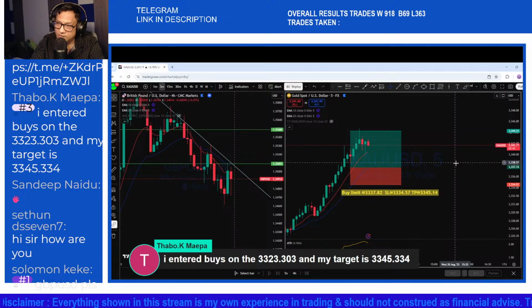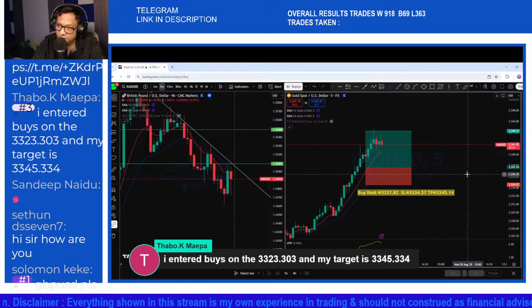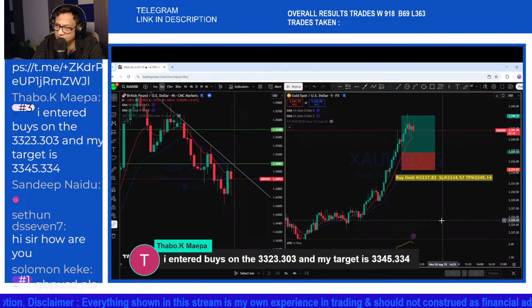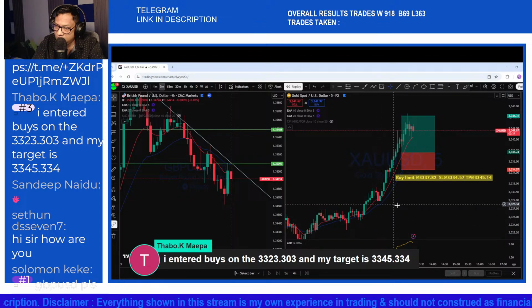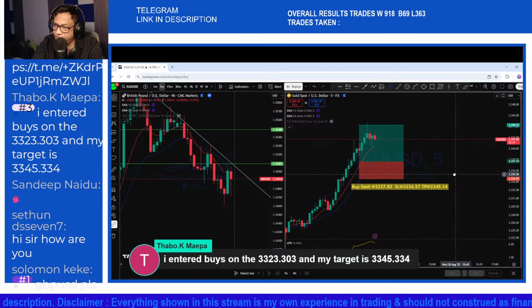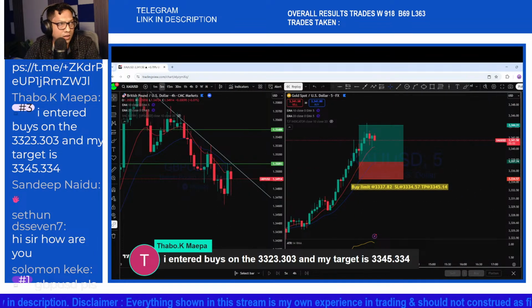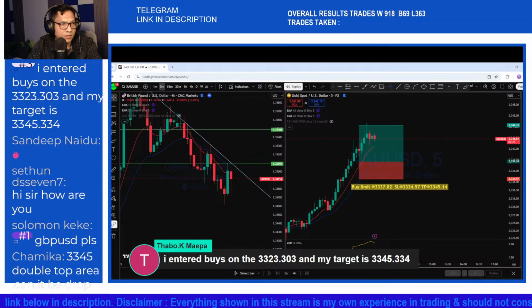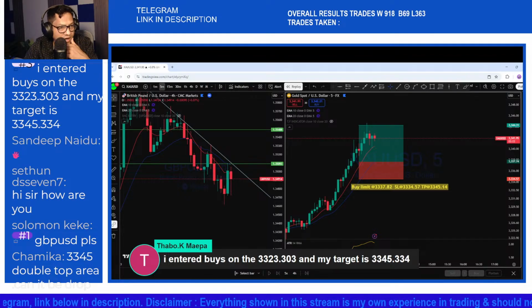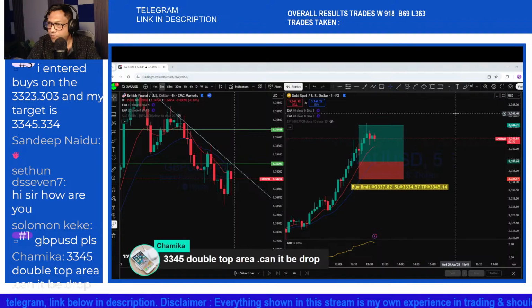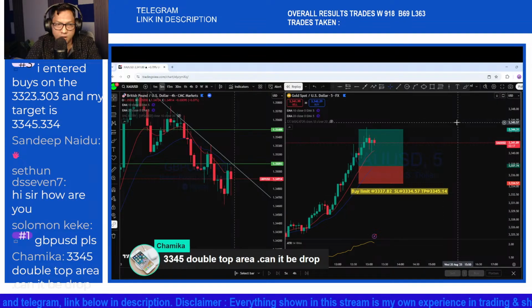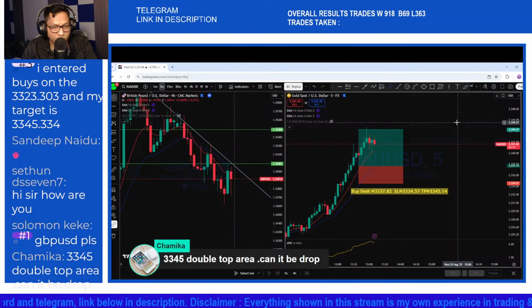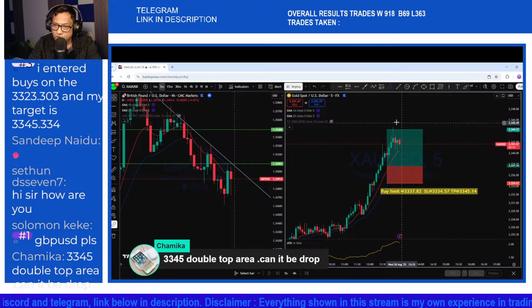I still could see that the market is breaking from that structure here. We have seen the breakup structure here in the past. 3345 double top area, can't it drop? Double top and then drop.